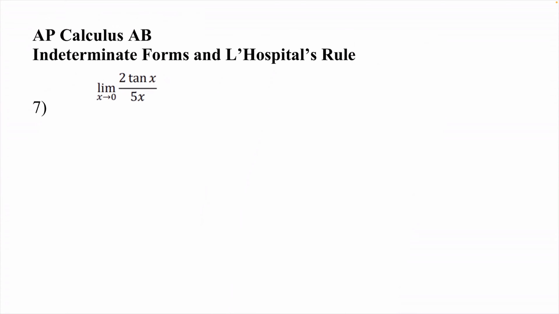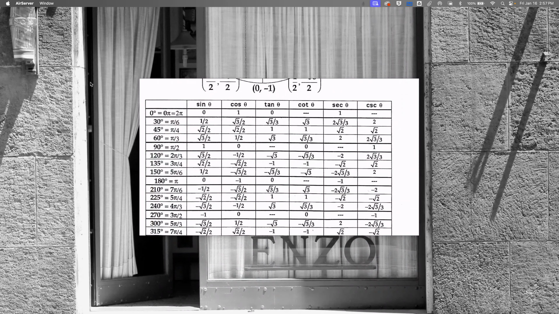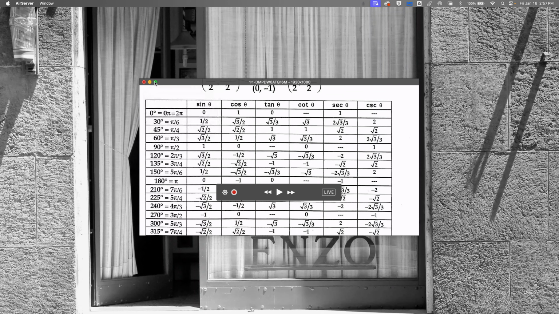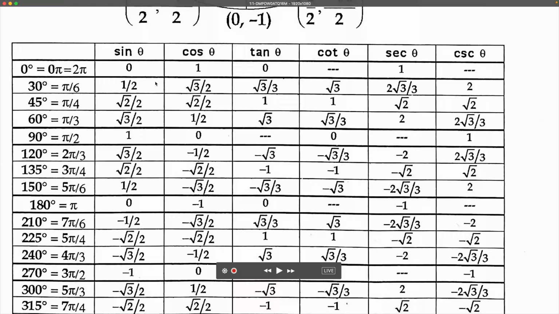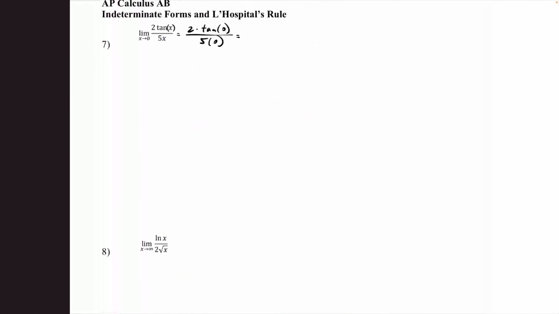All right. We started one with trig, but now there's another one with trig. So plug in 0. We have the limit as x approaches 0. What is tan 0? So tangent of 0, 5 times 0. The tangent of 0, I believe, is 0. Let's double check. Tangent of 0 is 0. Okay. We got 0/0, guys. So we got 2 times 0 over 5 times 0, which is 0/0.